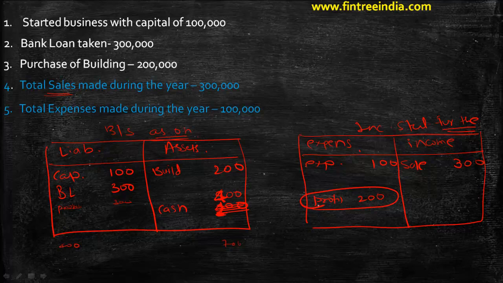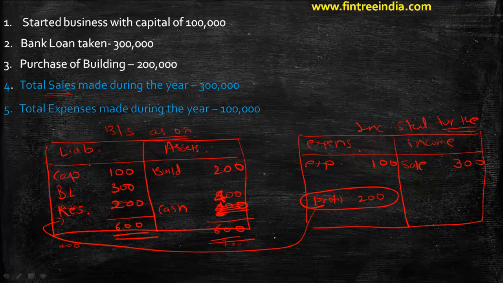And this amount of profit needs to be transferred to the balance sheet liability side. We generally call transferred profit reserves. So I would write down reserves and the amount of transferred reserves is going to be 200. And then I'll take a total of both the sides. The total would be 300 plus 200 plus 100. Total would be 700. Sorry, total would be 600. And total on this side is going to be 600 and our balance sheet tallies.